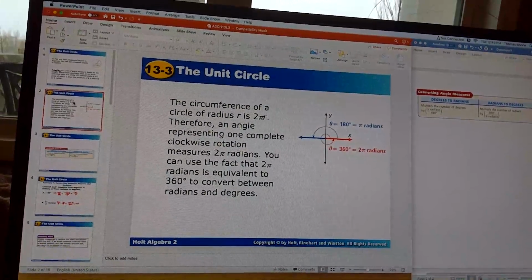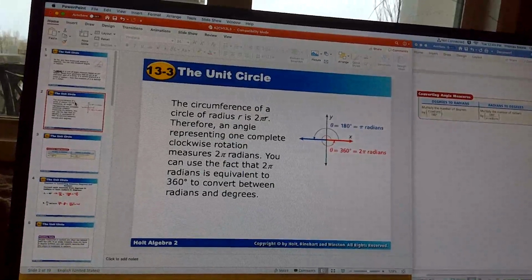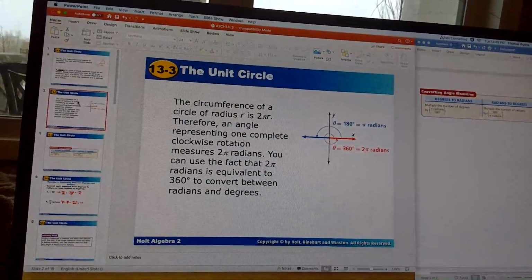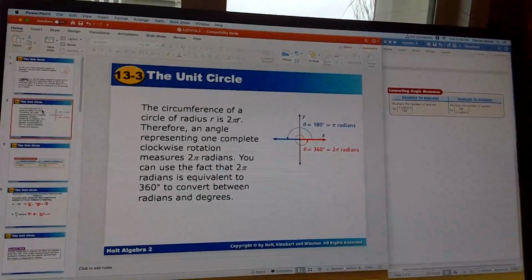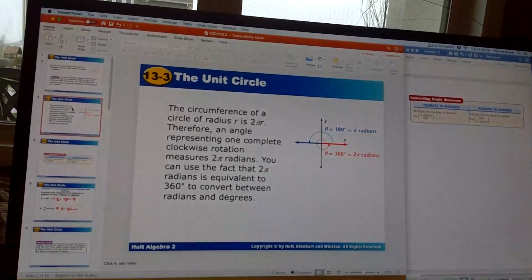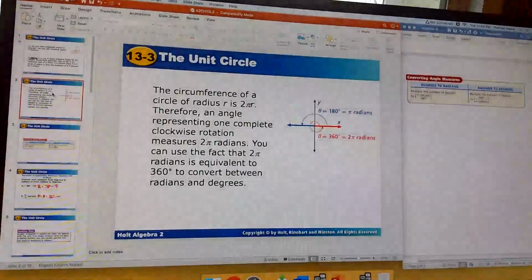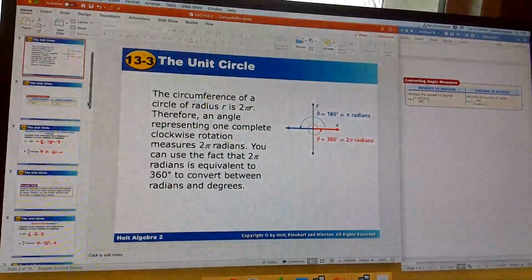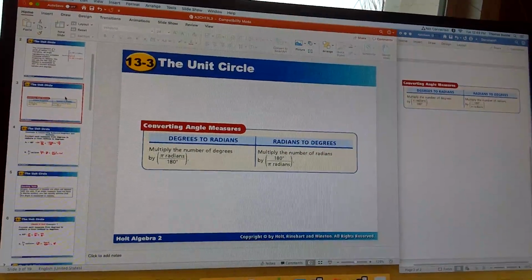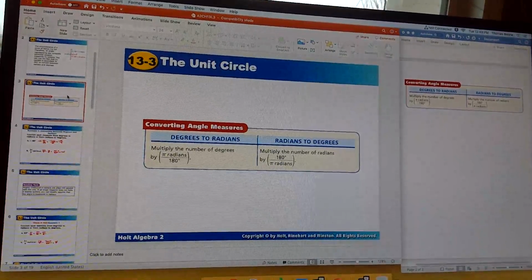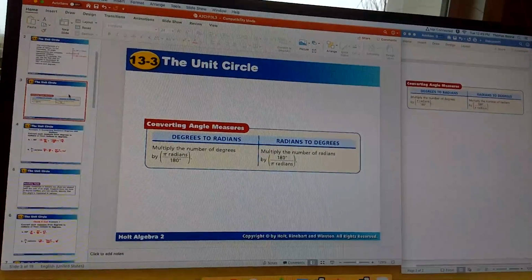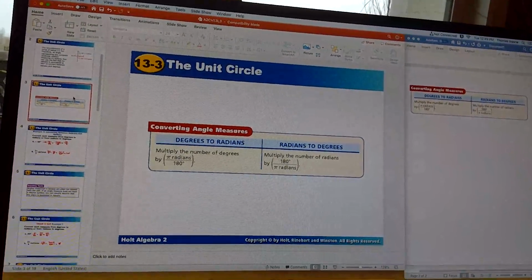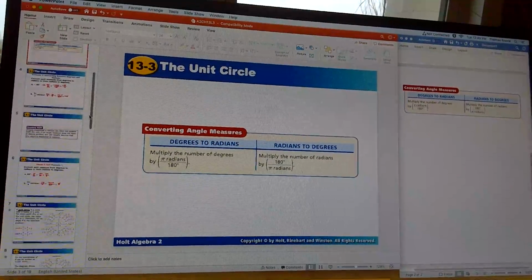So with radians, think of it as measuring a length. If you go around and around, it's a way to measure how far you've gone as opposed to how many degrees you've spun around. It's a different way of measuring that we're going to get used to. There are conversions here. To get from degrees to radians, we multiply by pi over 180. To get from radians to degrees, we multiply by 180 over pi. Let me show you a couple examples.